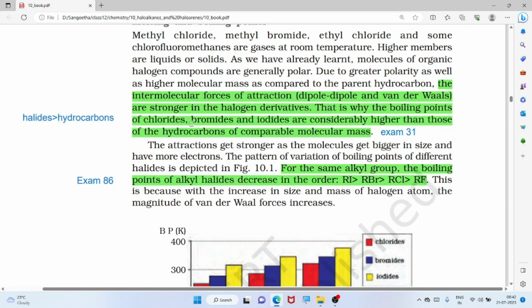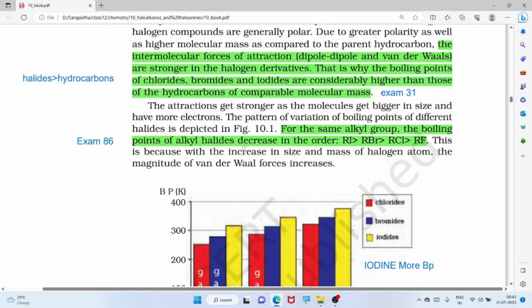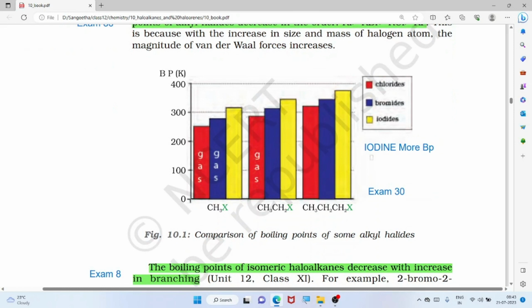Melting and boiling point. The intermolecular forces of attraction, dipole and van der Waals, are stronger in halogen derivatives. That is why the boiling points of chlorides, bromides and iodides are considerably higher than those of hydrocarbons of comparable molecular mass. If the molecular mass is the same, hydrocarbons will have a lower boiling point than the halogen derivatives. For the same alkyl group, the boiling point of the alkyl halides decreases like this: iodine will have more than bromine, than chlorine, than fluorine. So the iodine derivative has the higher boiling point.